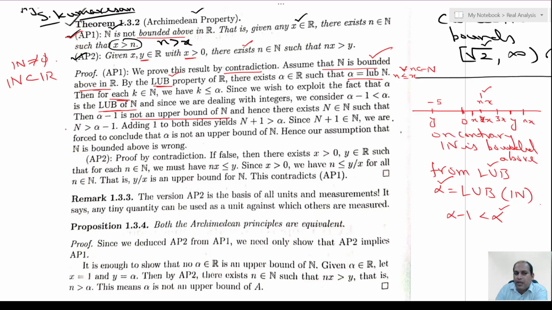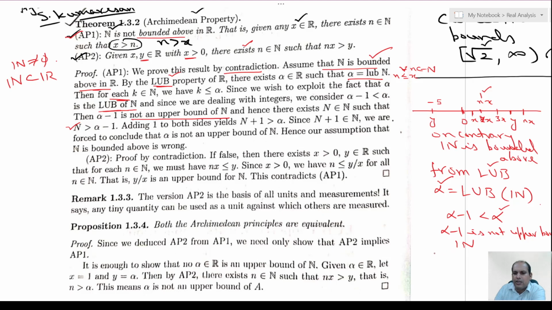Hence, there exists at least one natural number. This implies alpha minus 1 is not an upper bound, because we have assumed alpha is the least upper bound. Alpha minus 1 is not an upper bound means, how to discard this? Whenever someone claims that this is the upper bound, and we need to show that it is not an upper bound, I need to produce at least one element from the set. The set here is the set of natural numbers.